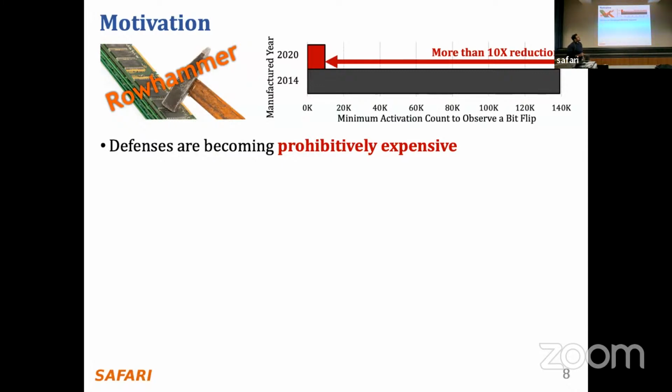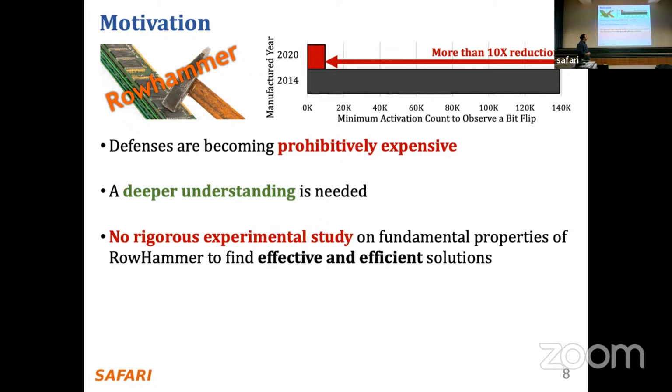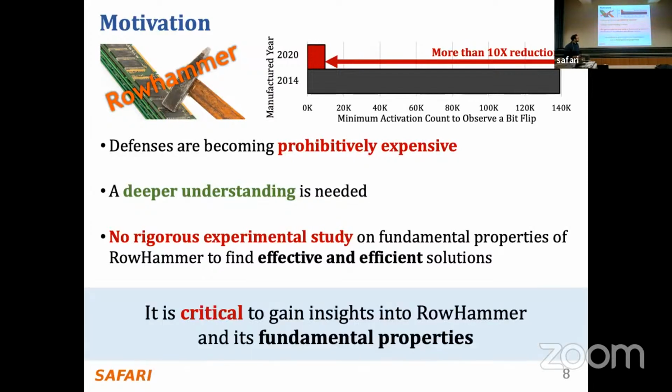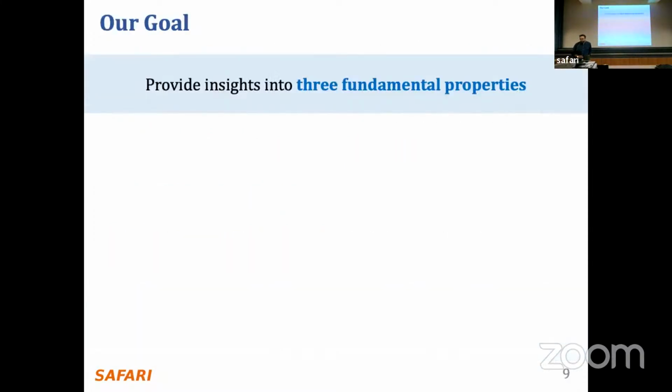So it keeps reducing. And the defenses are becoming prohibitively expensive, as shown by the prior work, and we need a deeper understanding of this phenomenon. Unfortunately, no rigorous experimental study investigates how some fundamental properties of RowHammer can affect RowHammer vulnerability, and how we can use them to find effective and efficient solutions. So to this end, it's critical to gain insights into RowHammer and its fundamental properties.